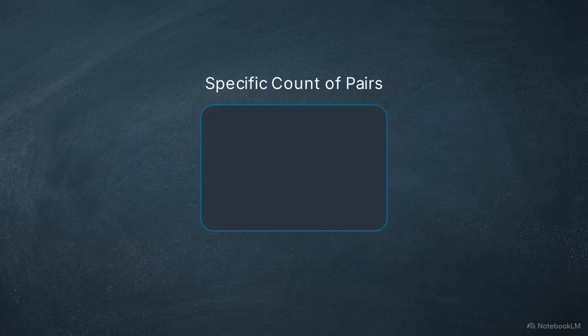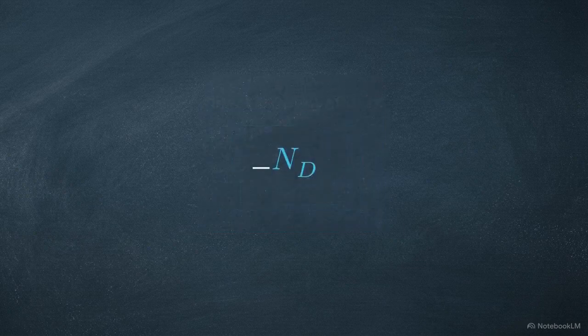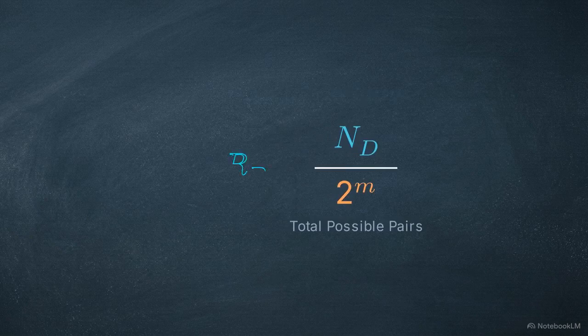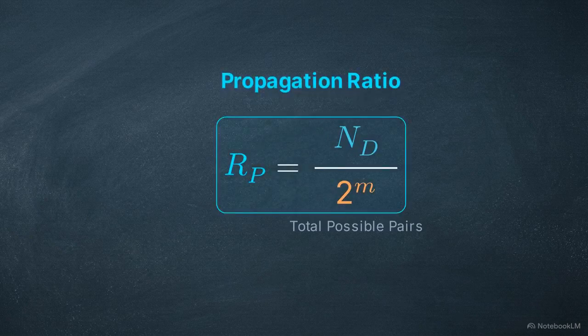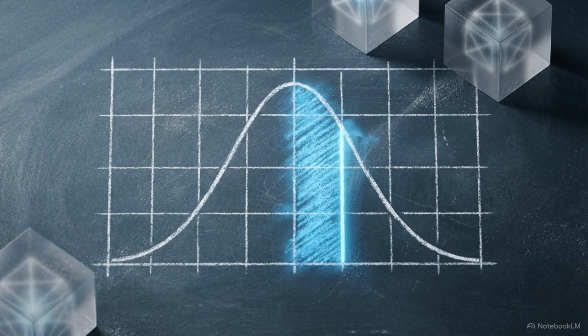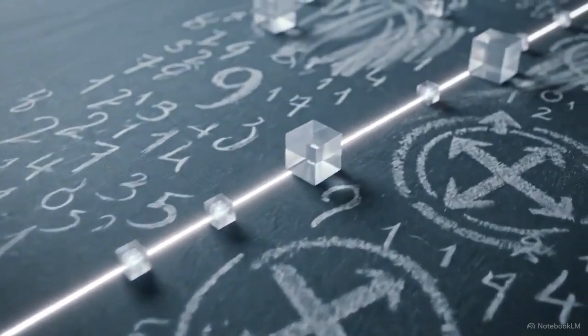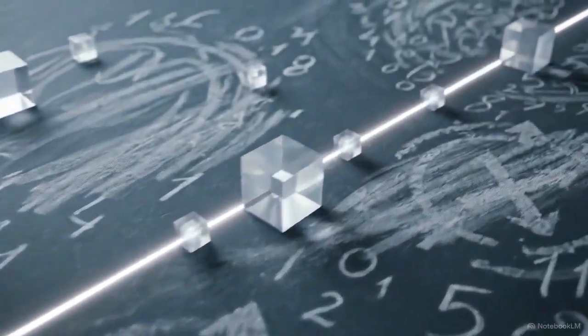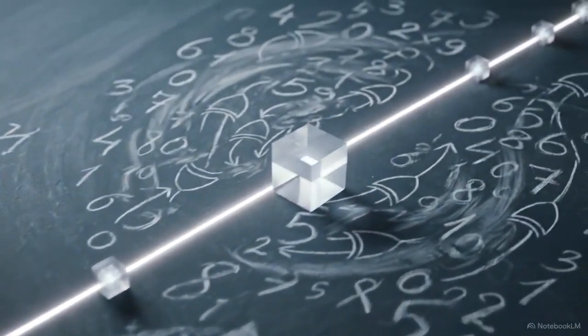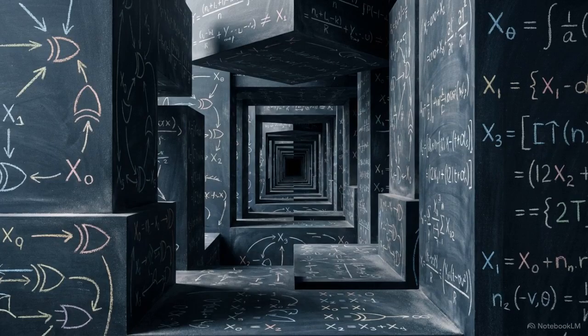We denote the specific count of pairs matching these exact input-output states as n sub d. By dividing that value by the total number of possible pairs, we calculate a propagation ratio. This allows us to treat the S-box bias as a measurable conditional probability. Even though the S-boxes effectively hide the raw data, their inherent mathematical biases provide a predictable, mapped vector that we can exploit. Identifying a single biased S-box is useful, but the attacker must navigate the entire multi-round network.